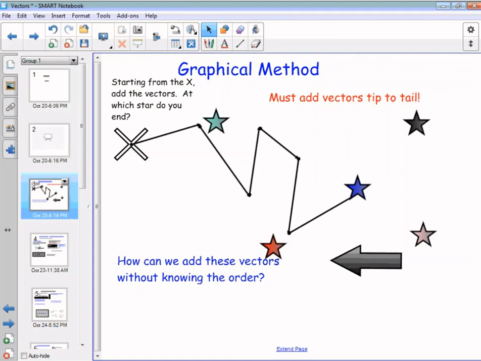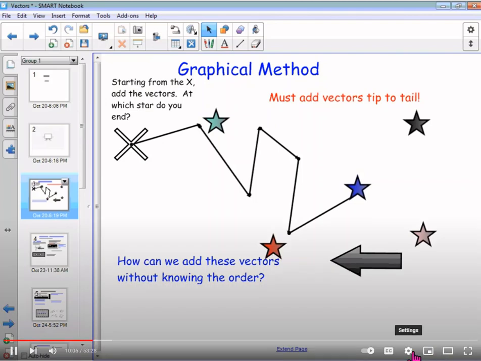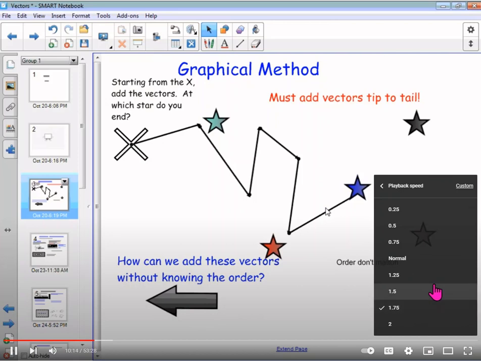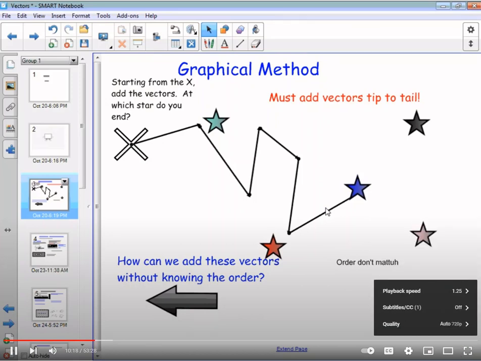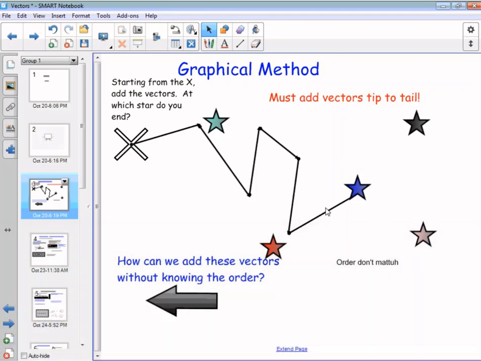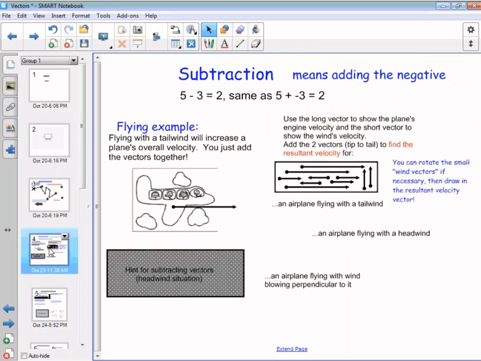So written down here in blue, it says, how can we add these vectors without knowing the order? Well, order doesn't matter. The order in which we add the vectors does not matter. Okay, so that was adding vectors. When we add vectors, we add them tip to tail.